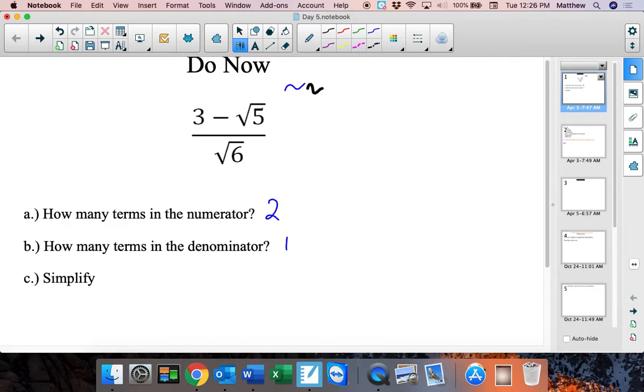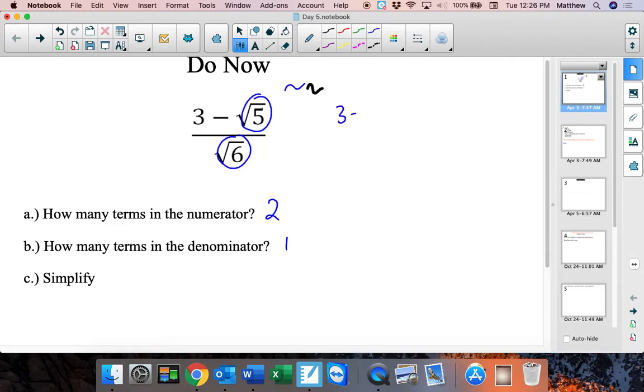And then simplify, well, we go back to ask the questions we've asked ourselves before. Number 1, are my radicals simplified? Root 5 and root 6 are simplified, so I can't do anything more with those. But the second question I asked myself, is there still a radical in my denominator? The answer to that is yes. So I need to rationalize.